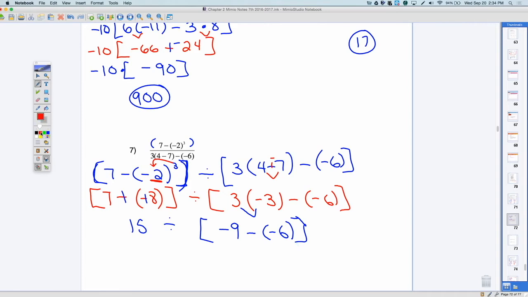Now, since my left side's already simplified, I'm just going to bring down my 15 and my division. I'm going to go inside on the right side, and I'm going to change it to add the opposite. Now it's 9 plus a positive 6. So I'm going to take the sign of the larger and subtract, and I'm going to get a negative 3. So my last step is division. 15 divided by negative 3 gives you a negative 5.